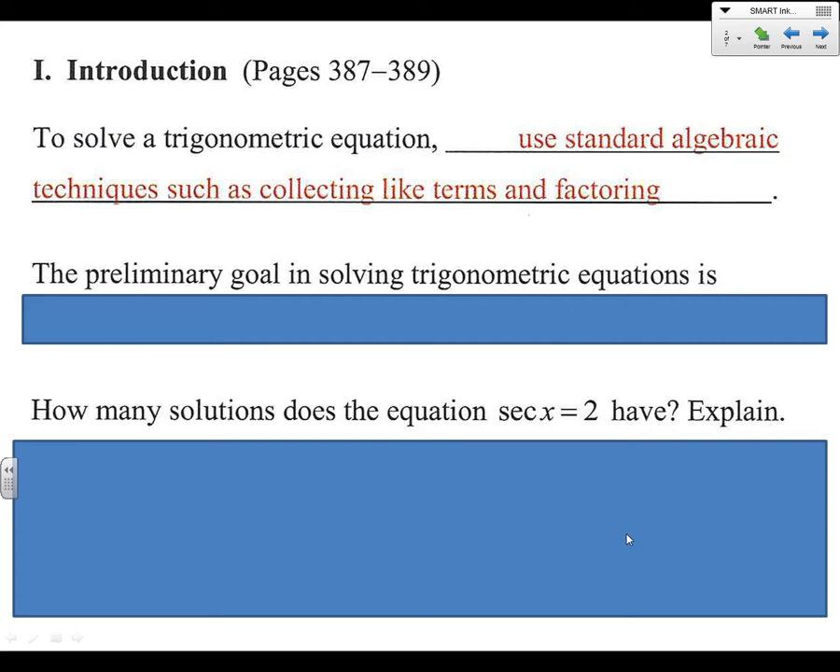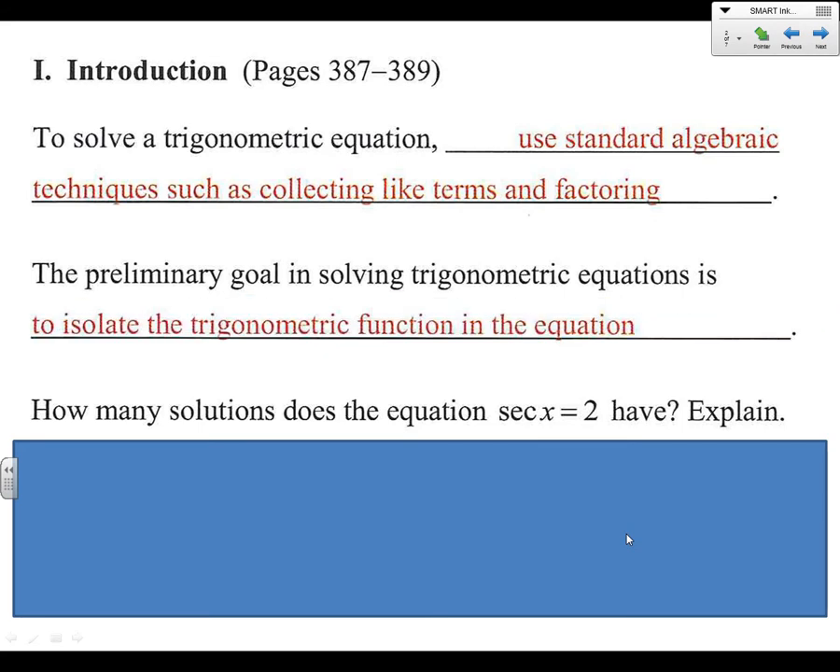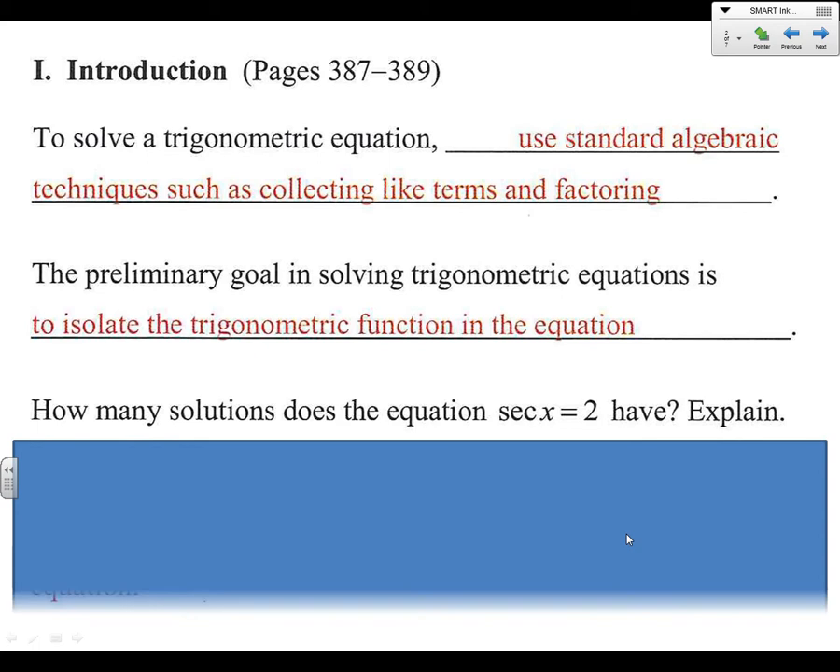So basically what we're going to be doing here is solving just like we would a normal algebra problem, trying to get x by itself. But in this case, our goal is not just to get x by itself, but to get the trig function by itself. So get cosine x by itself, or get sine x by itself, so that we can solve. And then once we do that, we're going to have one specific solution, and then we're going to have multiples of whatever solution we get.